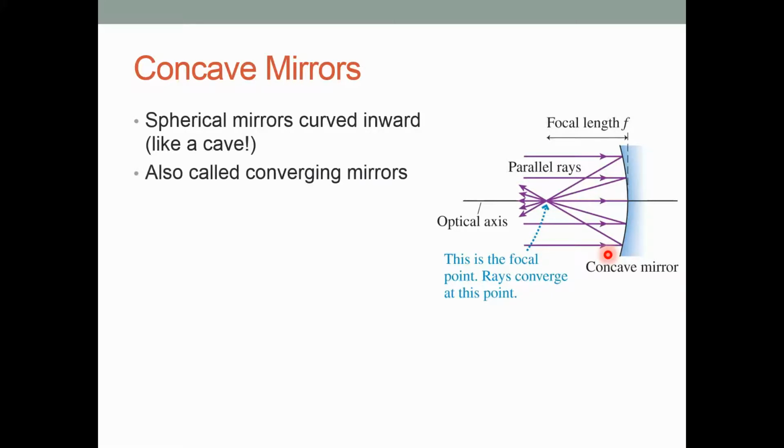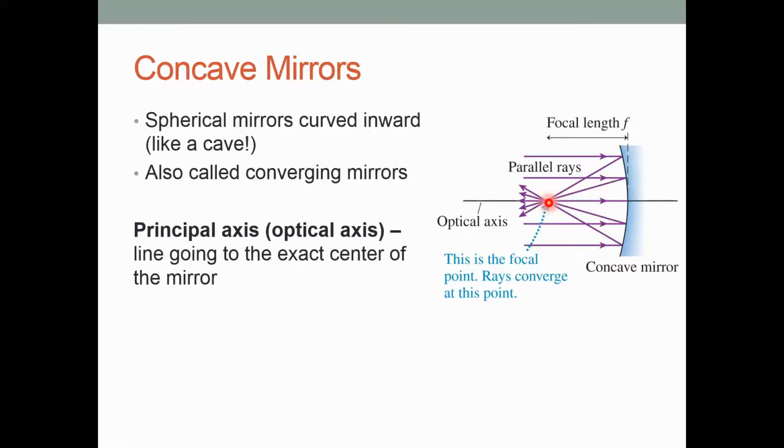They're also called, sometimes we call them converging mirrors, and it has to do with the fact that the light coming in will all converge at the same point. So some of the things we talk about with this kind of mirror, we have an optical axis, the principal axis. This goes right through the center of the curve of the mirror. So this is our main axis that we're going to refer to a lot, the principal axis.